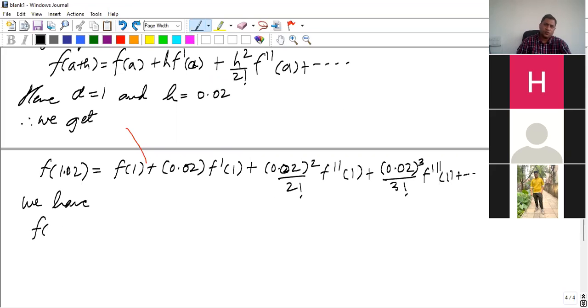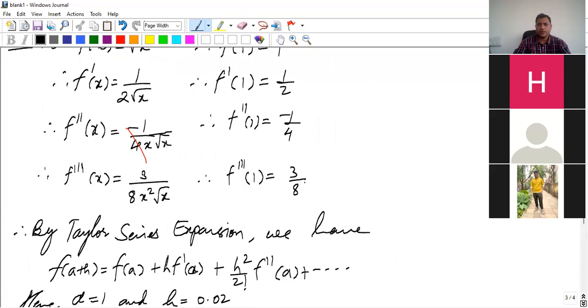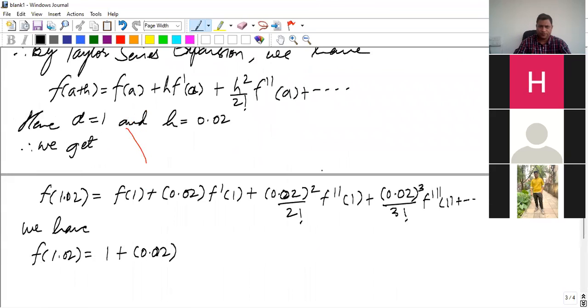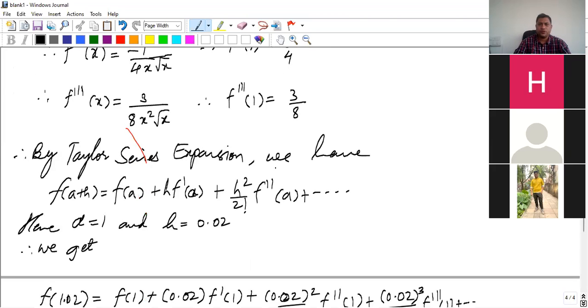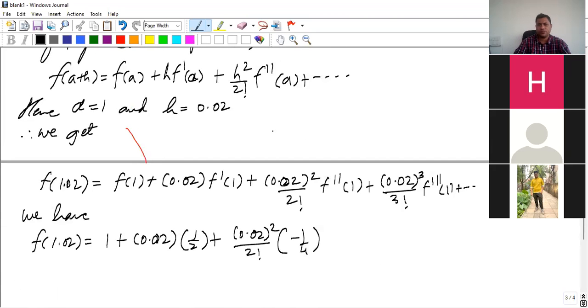So f(1.02) is equal to 1, that we have calculated, plus 0.02. Okay, so what is f'? f' is half. So we have half here. Then this is 0.02 squared by 2 factorial, this is minus 1 by 4. So you can see here it is going to be minus 1 by 4.